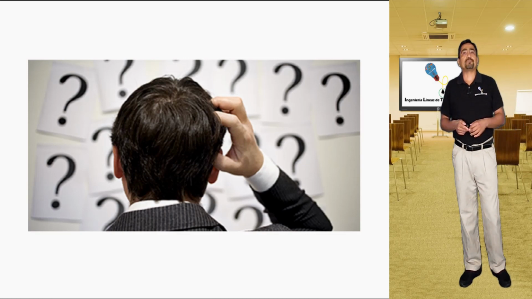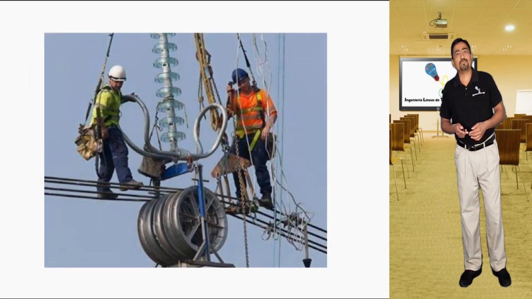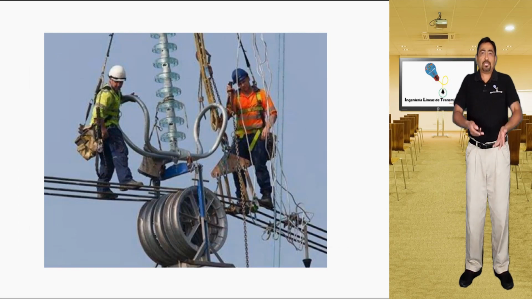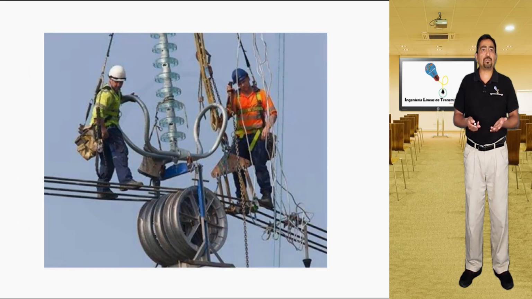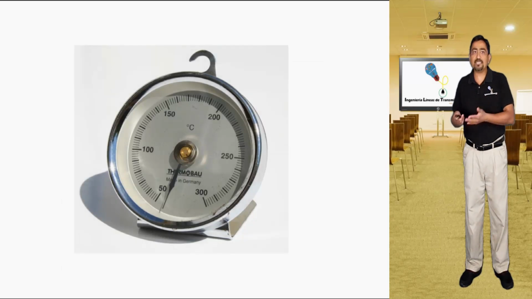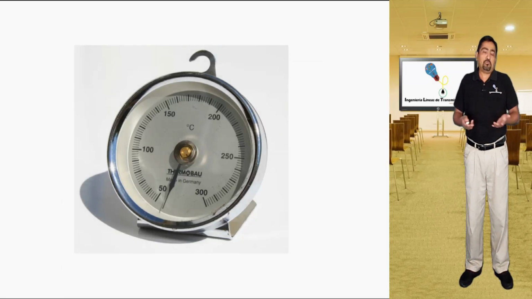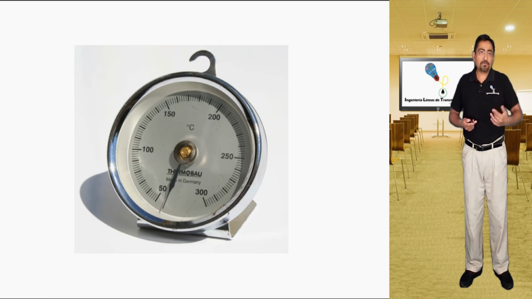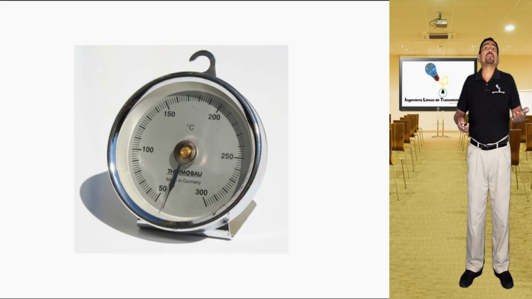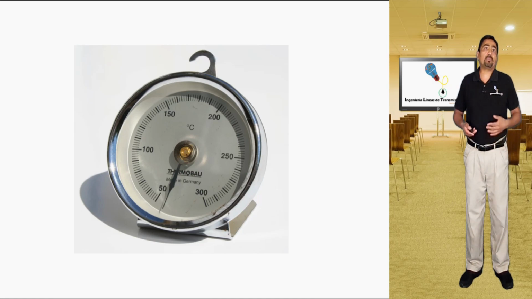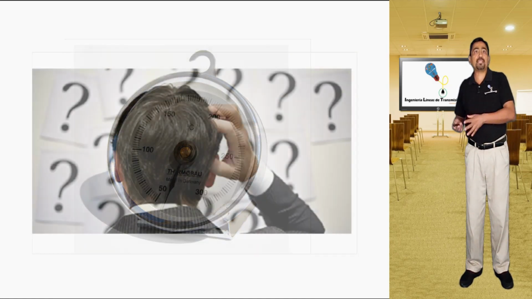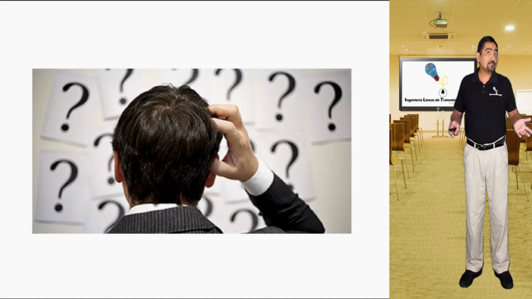Imagine this situation. You're in the field stringing a cable, and it turns out that the ambient temperature is not indicated in the sag tension charts. We can perhaps extrapolate and obtain the value, but what if someone requests us to make a calculation by hand to corroborate the veracity of our extrapolation?